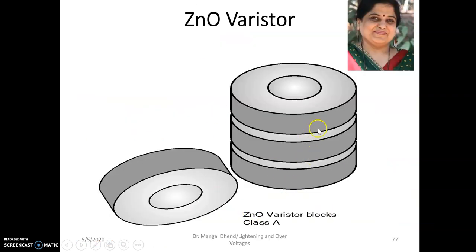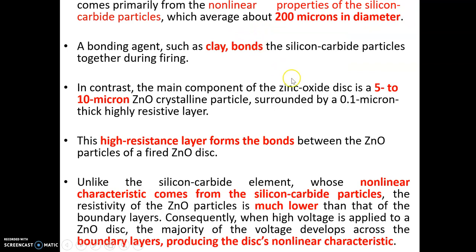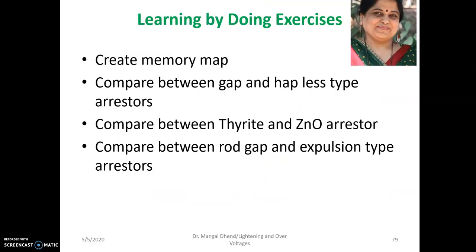Here I have shown you how the discs actually are. They may be made up of thyrite, silicon carbide, or ZnO arrestor, varistor. And why varistor? Because the resistance is variable, so it is also called a varistor. Sometimes clay bonds are also used in silicon carbide. These dimensions you can refer to. I will not go into detail due to time limitations, so you can go through the details. But the main functions and main principal points I told you. So you will be able to compare between gap and gapless type arrestors, and also the benefits and disadvantages of the gaps.